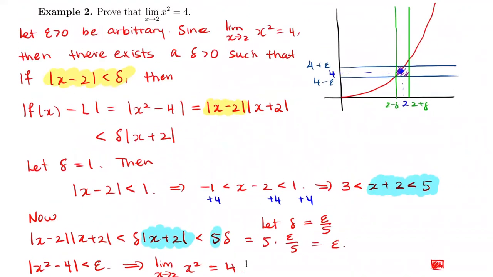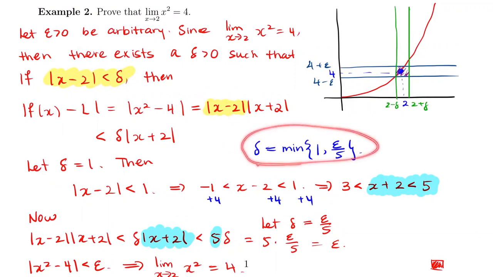So whenever you're dealing with something like this, whenever you have more than two bounds or more than two factors in a function, it's best to find the upper bound using delta equal to 1. So the choice of delta that we actually chose here was the minimum between 1 and epsilon over 5. So this is an important number that we choose.